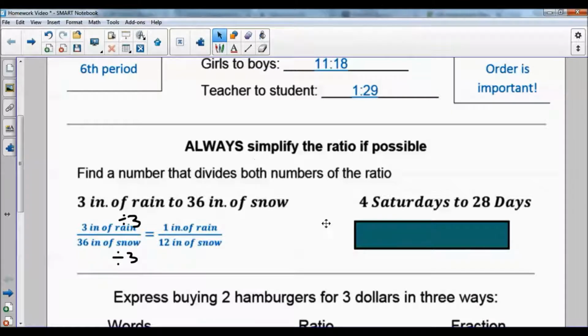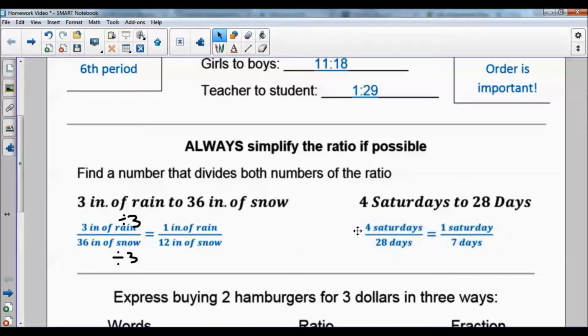If we look at another one, we have 4 Saturdays to 28 days. So you'd have 4 Saturdays over 28, and then we can divide here by 4, right? They're both divisible by 4. So 4 divided by 4 gives us 1 Saturday. 28 divided by 4 gives us 7. So what we're saying is we have 1 Saturday for every 7 days, which makes sense, right? You have 1 Saturday in a week, which is 7 days.